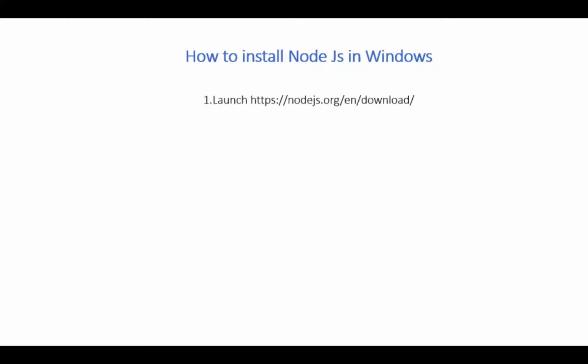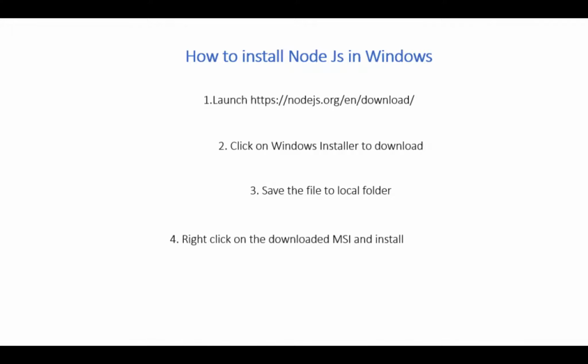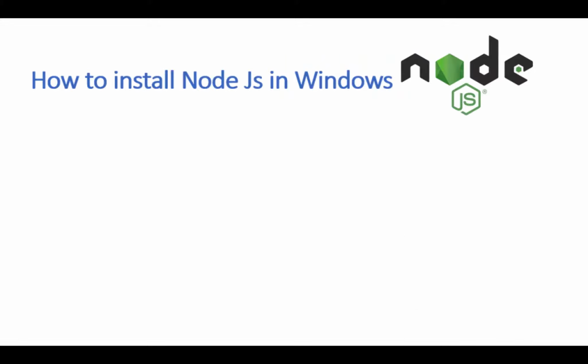Launch the browser and open nodejs.org/en/download. Click on Windows installer to download. Save the file to a local folder. Right click on the downloaded MSI and install. Next video we will see about Node.js development. Now let's go to the installation demo.